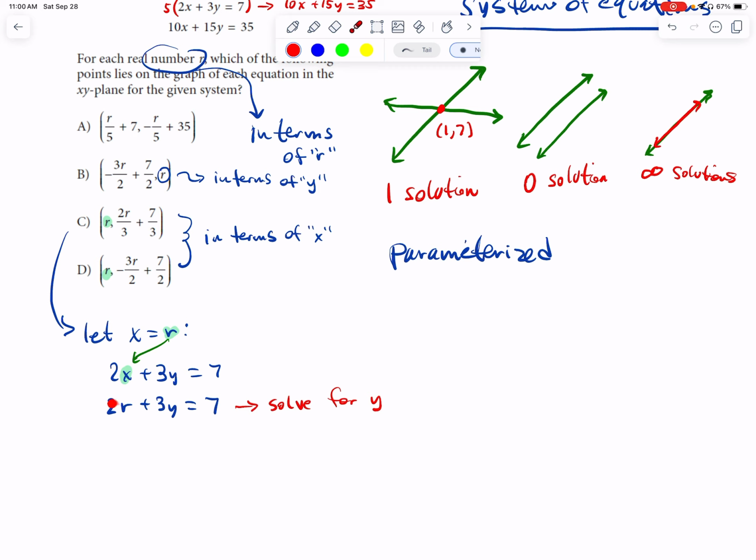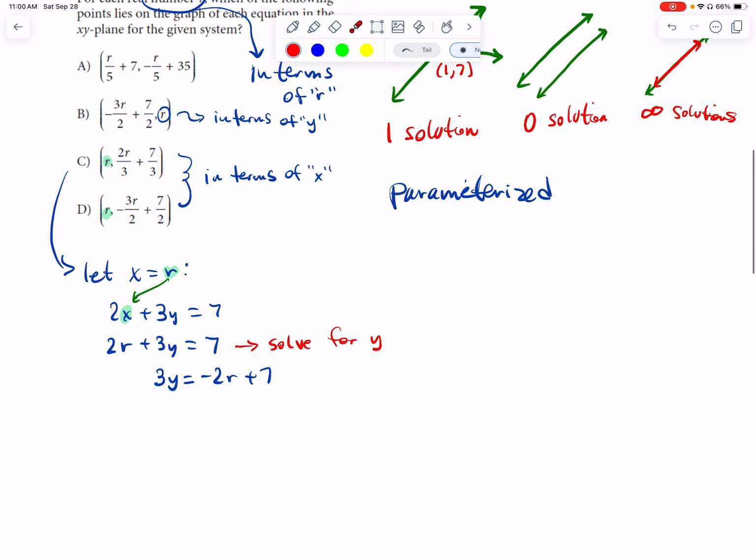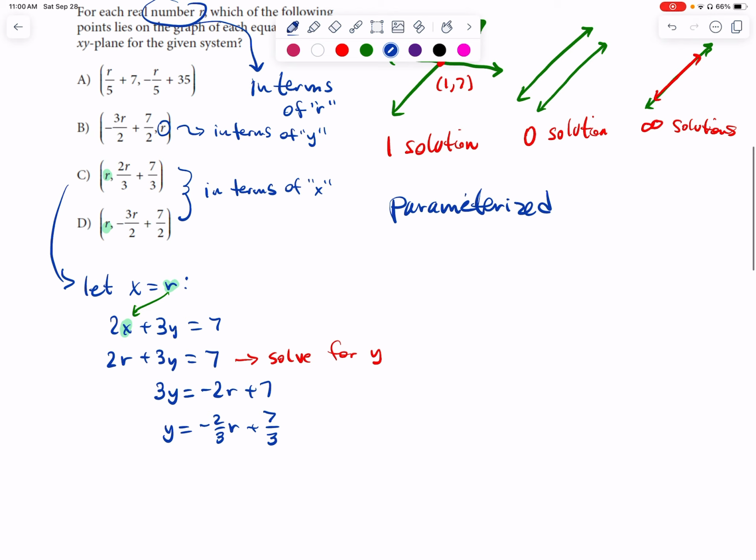Okay, so I'm going to take this 2r, I'm going to subtract it to the other side. I'm going to subtract it because currently it's being added to the 3y. So I have 3y, that should be blue. 3y is equal to negative 2r plus 7. And then I need to get rid of this 3. It's being multiplied times the y, so I'll have to divide it over. I'm just going to essentially divide everything by 3. So I'll have y is equal to negative 2/3 r plus 7/3. Okay, well that sort of looks like what these answer choices look like.